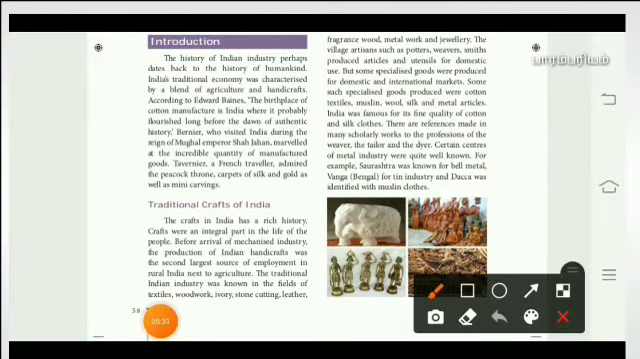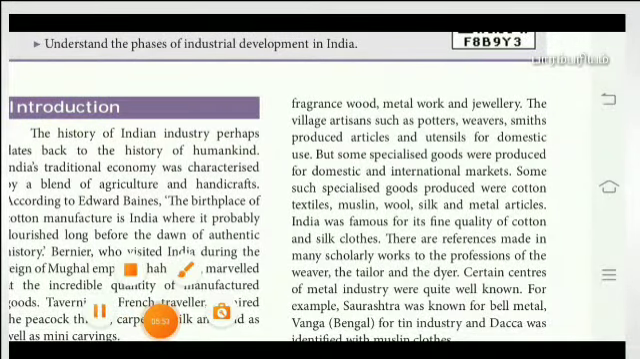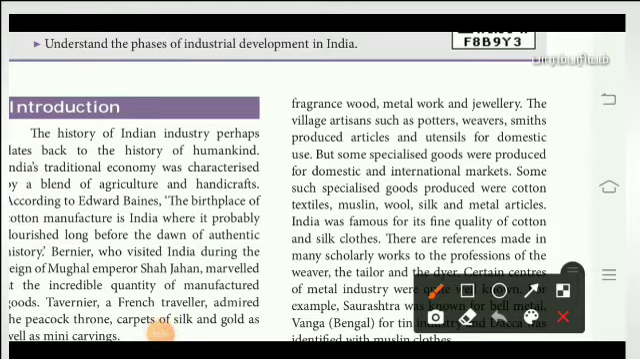Page number 58. See, the traditional crafts of India paragraph is there, no? In that sixth line, the traditional Indian industry was known in the fields of textiles, woodwork, ivory, stone cutting, leather, and see the next page. Fragrance wood, metalwork and jewelry. The village artisans such as potters, weavers, smiths produced articles and utensils for domestic use. Up to this you can mark the first one, the answer of 2 mark.